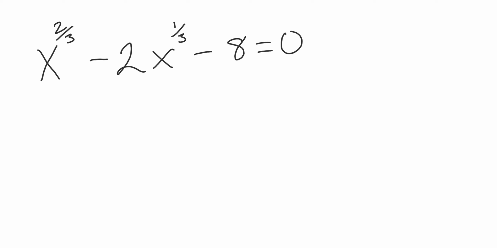If we replace our x to the 1/3 with a y, notice that this is really x to the 1/3 squared. So if x to the 1/3 is y, then this initial term becomes y squared. And this second term becomes -2y.